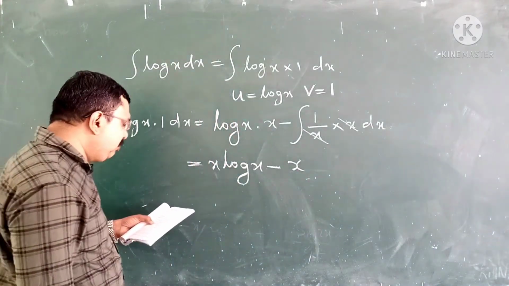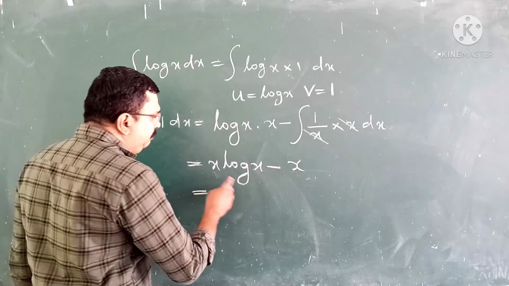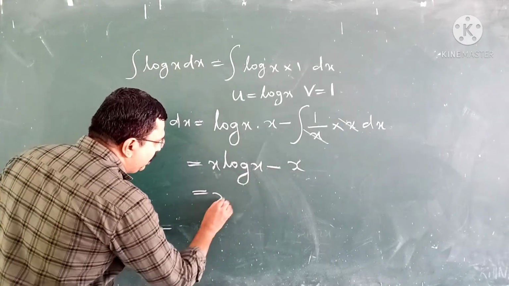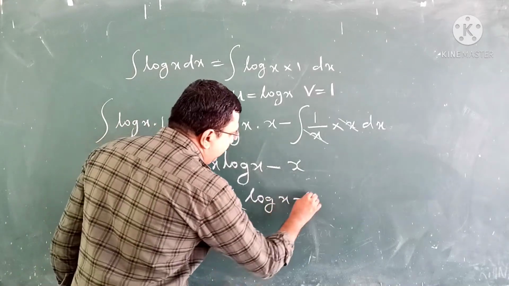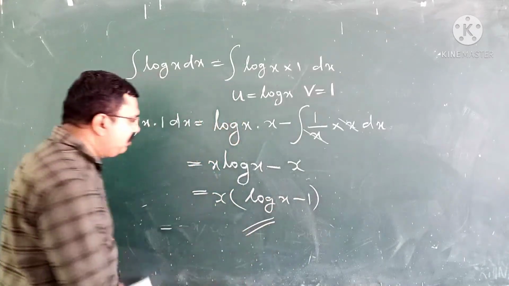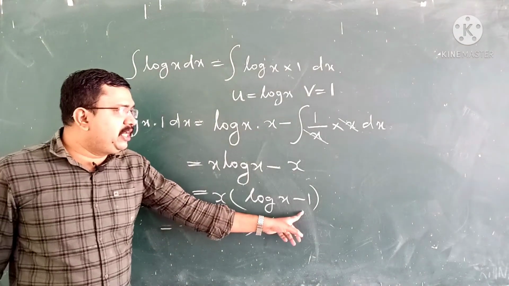Okay, therefore our final answer is, x can be taken outside from these two terms. Therefore x into (log x minus 1). This is our final answer: x into (log x minus 1).